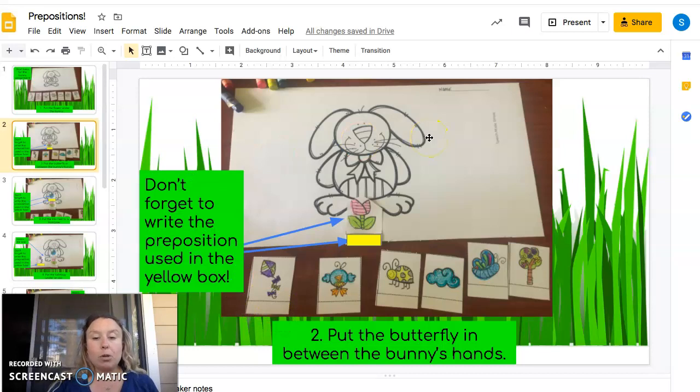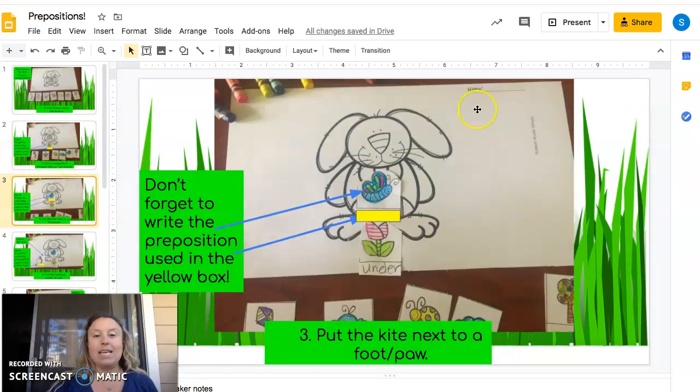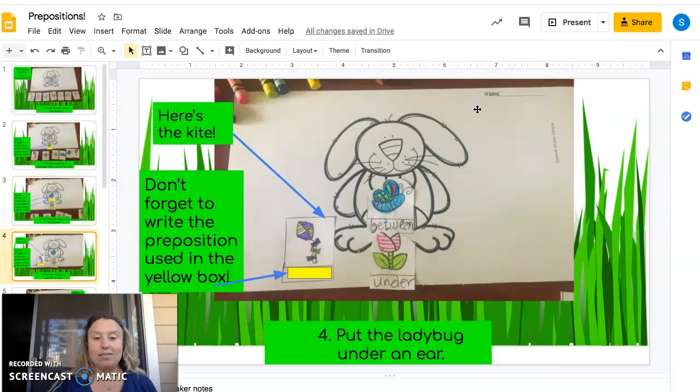Direction number 2. Put the butterfly in between the bunny's hands. Pause me now to do that. Here is the butterfly. He is in between the hands. Don't forget to write the preposition. Number 3, put the kite next to a foot or paw. Pause me now to do that. Okay, so here's the kite. It's next to a foot, and I remember to write the preposition.